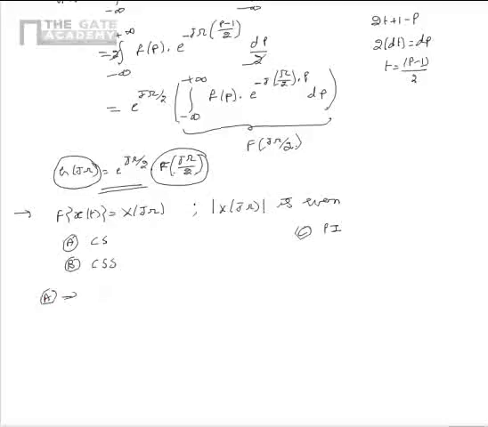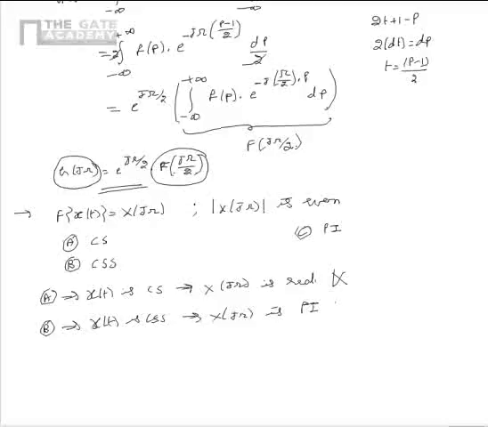As per option A, if x(t) is conjugate symmetric, we know that X(jω) is real. So from this we can say that option A is not the correct option. As per option B, if x(t) is conjugate skew symmetric, X(jω) is purely imaginary. From this we see that option B is also not the correct option.